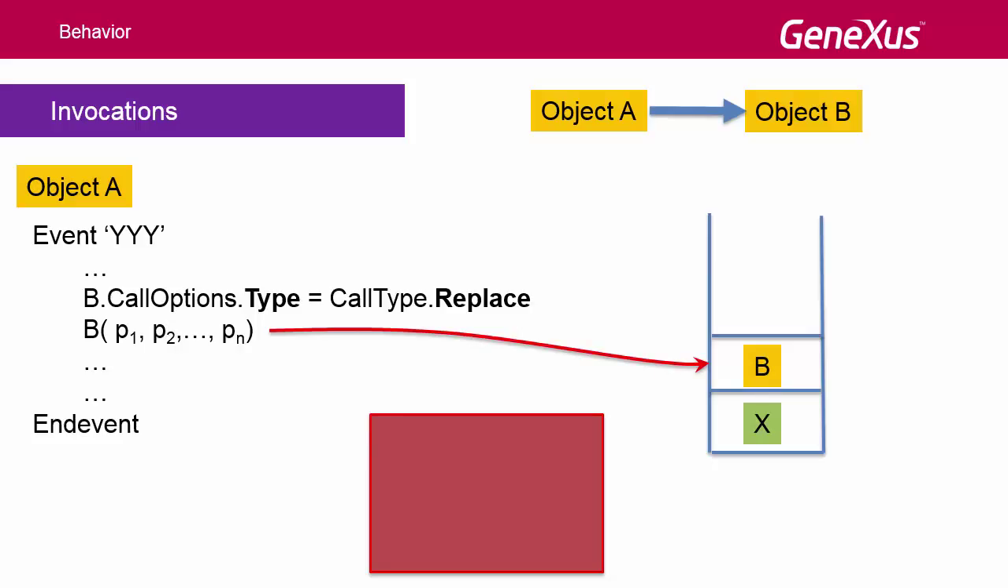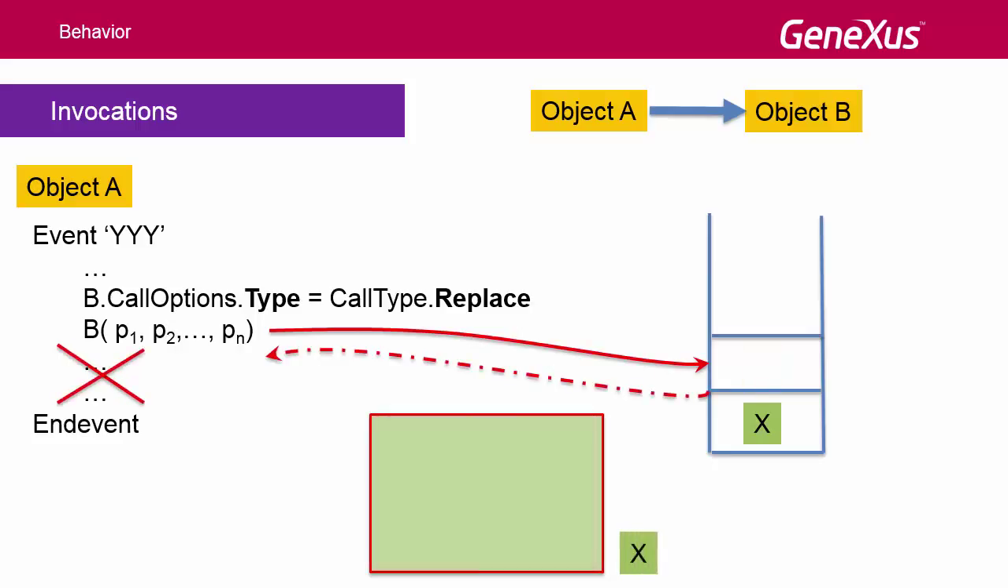Therefore, when its execution ends, the execution of event A will not continue running. Instead, it'll return to the previous object in the stack. In this case, it's object X.